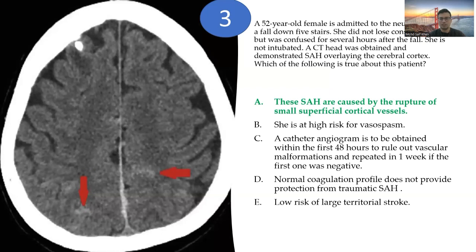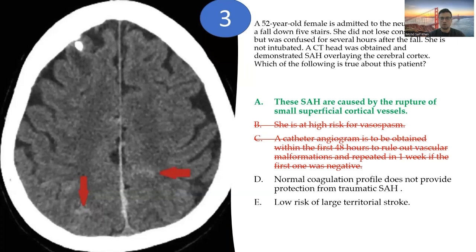Unlike aneurysmal SAH, the risk of clinically significant vasospasm is very low because the amount of blood which extravasates outside is also very low. So this is the wrong statement that she is at high risk of vasospasm. She is actually at low risk of vasospasm because the amount of blood is very less. Now, because she is at low risk of vasospasm, CT angiogram is not at all indicated in all traumatic SAH. Yes, in aneurysmal SAH they are indicated because there is arterial bleed, but in these cases, no. So this is the wrong option again.